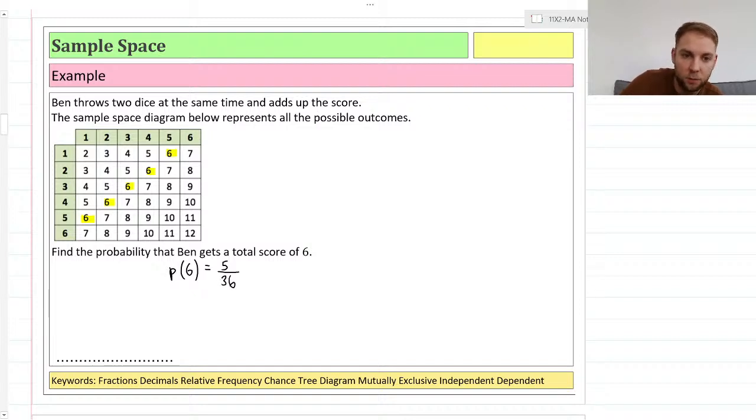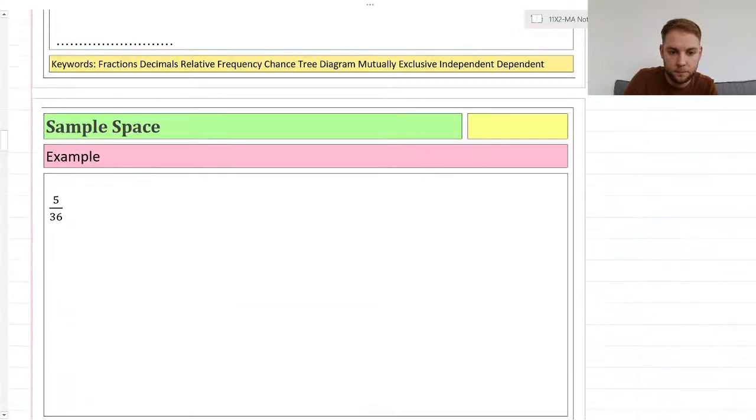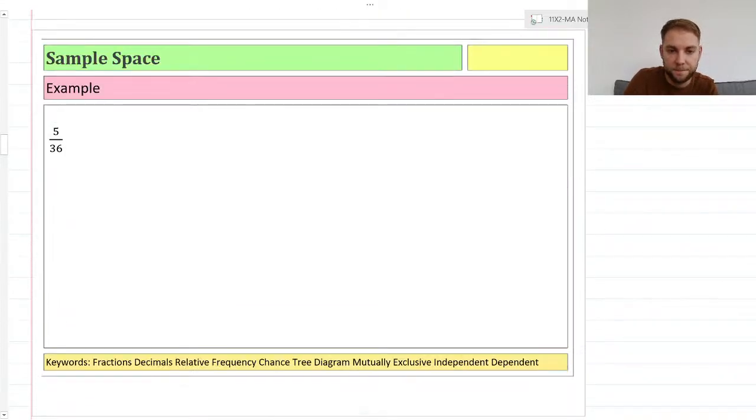Now you could count these if you wanted to, but we know that we can just do 6 times by 6, which is 36. And can I simplify that? No, I can't. So that there is our final answer: 5 out of 36. Nice and straightforward, but these come up all the time. 5 out of 36, brilliant.